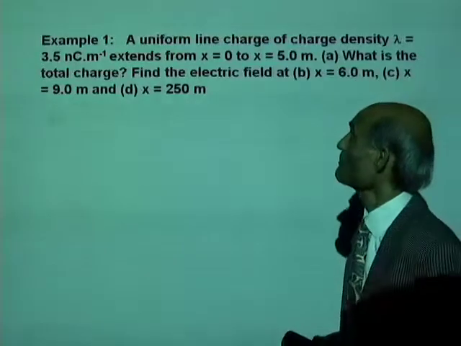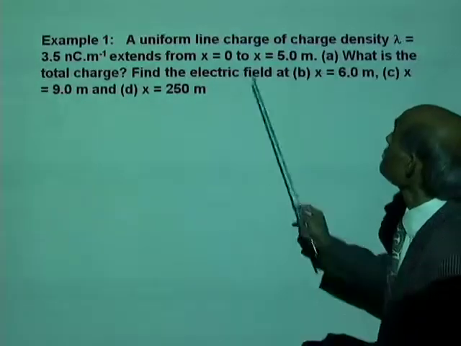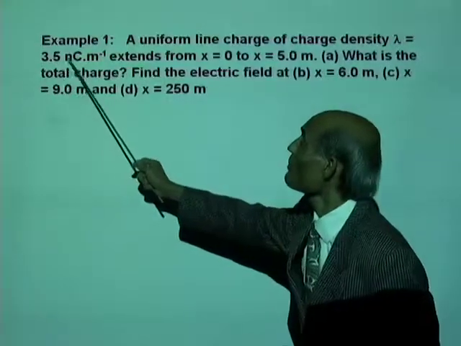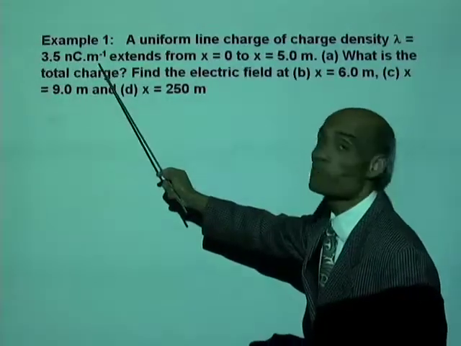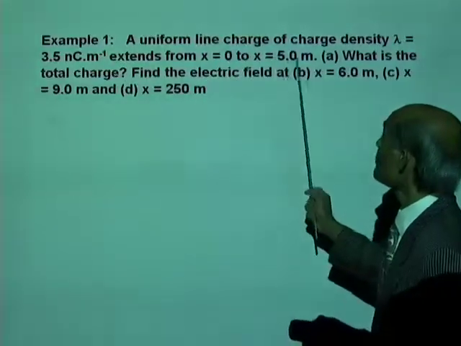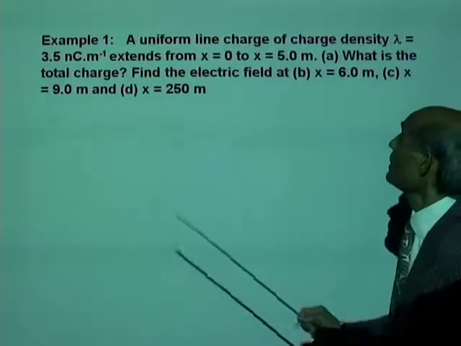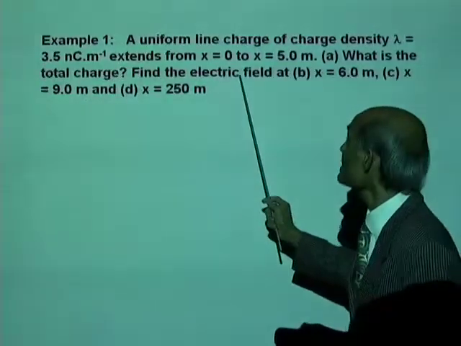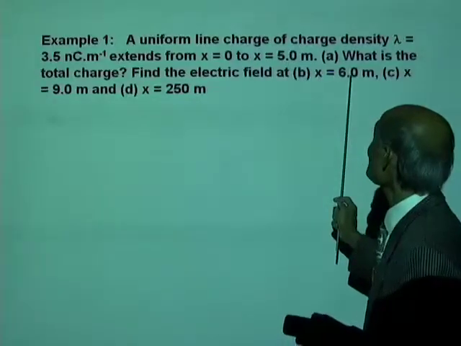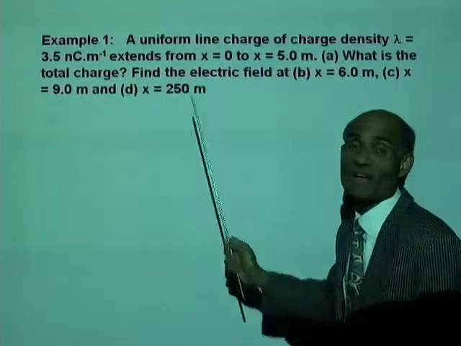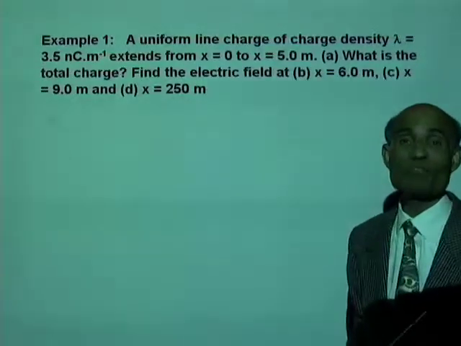Let's do an example. A uniform line charge of charge density lambda equal to 3.5 nanocoulomb per meter extends from x equal to 0 to x equal to 5 meter. What is the total charge on it? Find the electric field at x equal to 6 meter, x equal to 9 meter, and x equal to 250 meter.